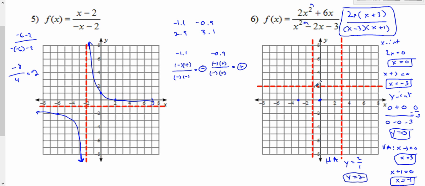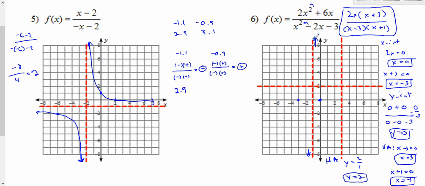So when I look at this, negative 1.1 is to the left of this asymptote. I will be going down. Negative 0.9, which is to the right of this asymptote, I will be going up. Okay, now let's test the other line.